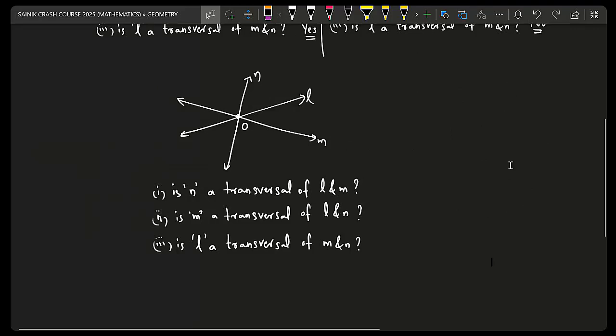Vishnu, read the first question. Is N a transversal of L and M? Answer. Sir, no, sir. Why no, Vishnu? Sir, because it has to intersect in distinct points. Yes, N is intersecting L and M at the same point. So the distinct condition is not satisfied. So you're saying the answer is no. Very good, correct answer.